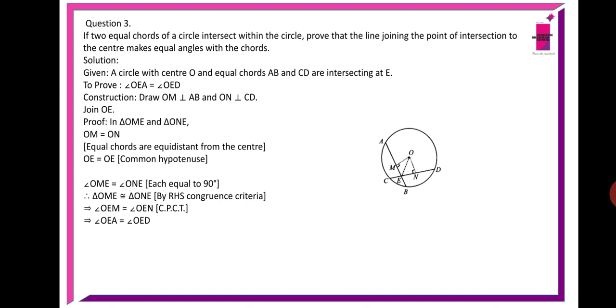Join OE. Proof. In triangle OME and triangle ONE, OM equals ON, as equal chords are equidistant from the center. OE equals OE, common hypotenuse. Angle OME equals angle ONE, each equal to 90 degrees. Therefore, triangle OME is congruent to triangle ONE by RHS congruency criteria. That implies angle OEM equals angle OEN by CPCT. That implies angle OEA equals angle OED.